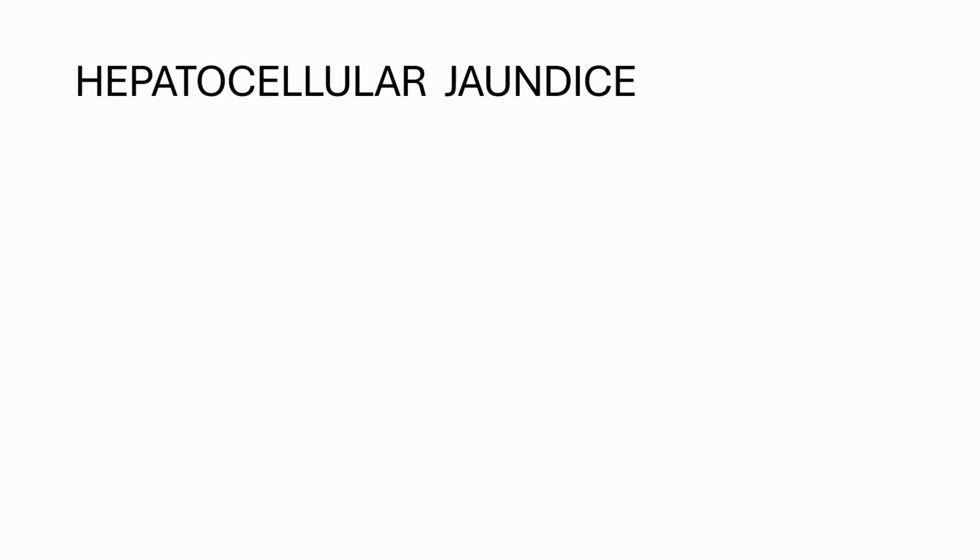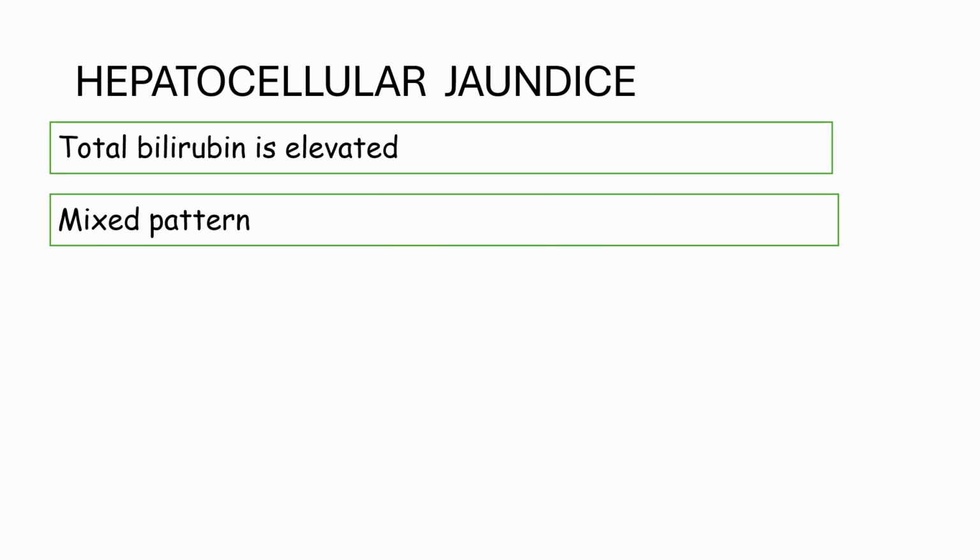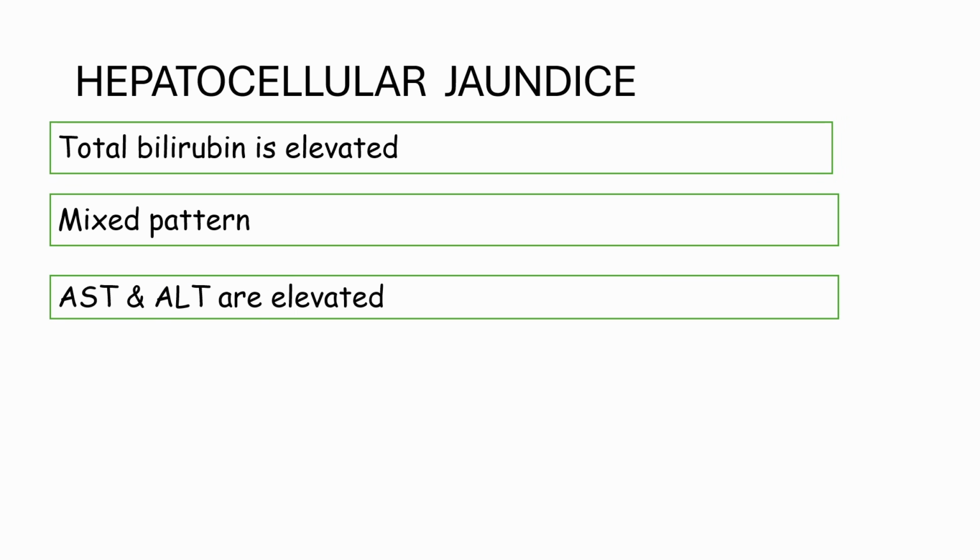It can be either unconjugated or conjugated. And since the liver is involved, liver enzymes will be elevated. That is transaminases, AST and ALT, both of them will be elevated. And other functions of the liver will also be impaired. So especially PT prolonged and INR raised, because most of the clotting factors are produced in the liver, and serum albumin will be reduced.